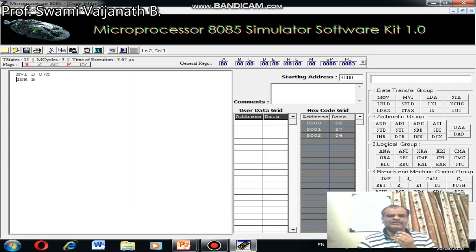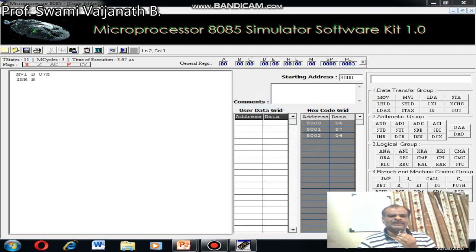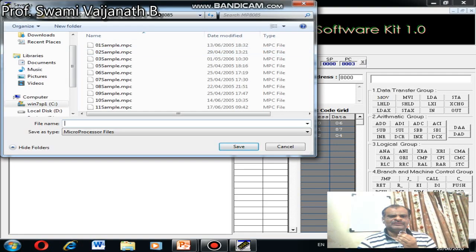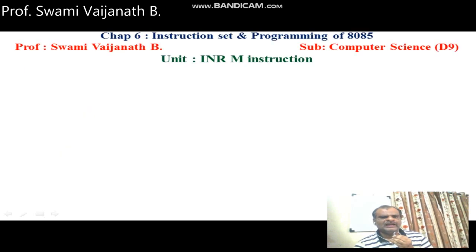Then here we see that B is equal to 88H, and flags are affected: sign is equal to 1, zero is equal to 0, auxiliary carry flag is equal to 0, and parity is equal to 0. The carry flag is not affected; that is, except the carry flag, all flags are affected here. After discussing the INR R instruction, the next instruction we discuss is INR M.